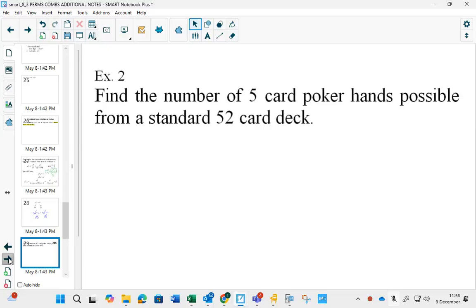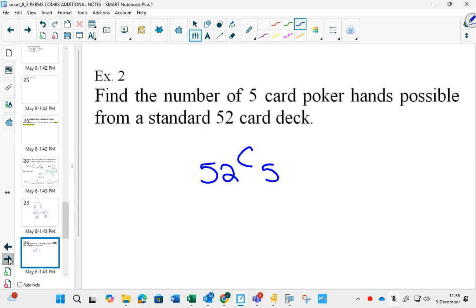Find the number of 5-card poker hands. 52 choose 5. We're going to do this on our calculator. It's 2.6 million or so. I almost have it memorized, but it's 2,598,960.